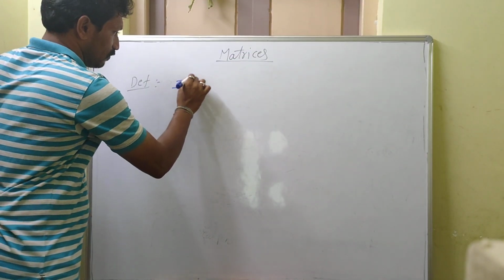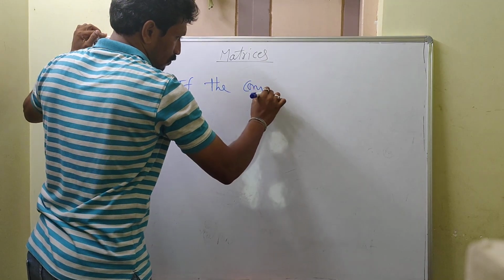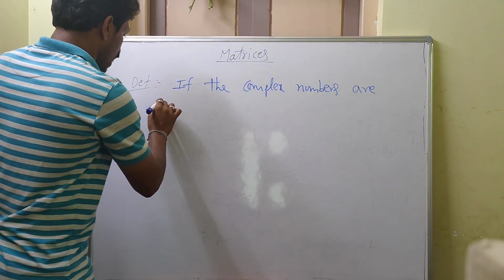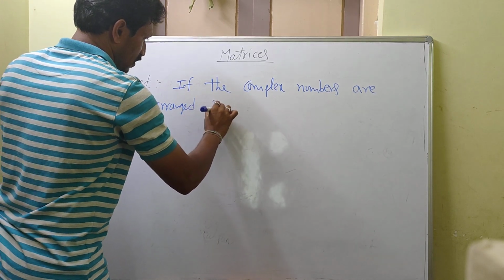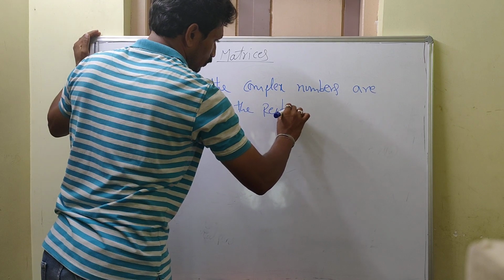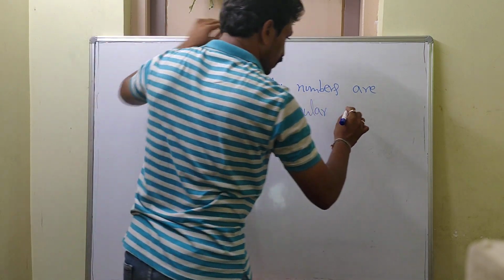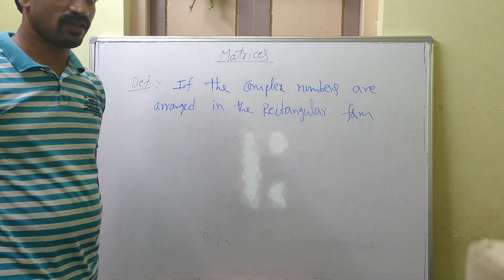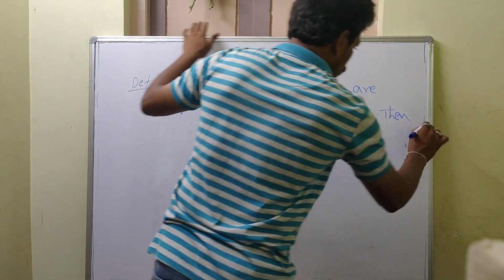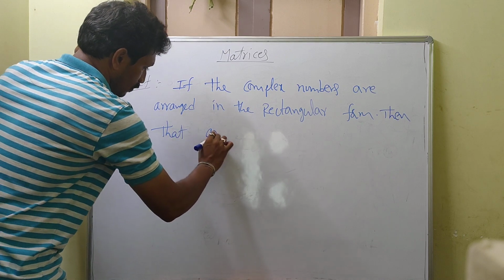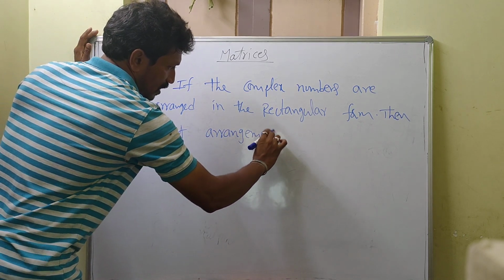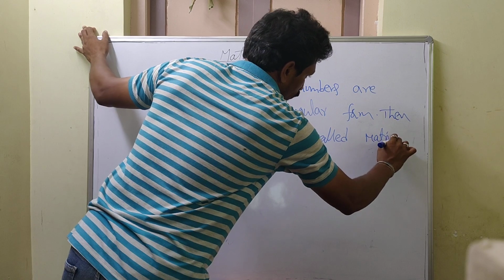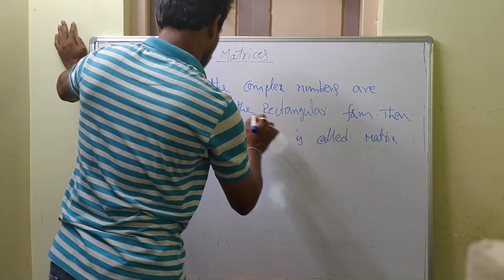If the complex numbers are arranged in the rectangular form, then that arrangement is called a matrix. So what is the meaning of rectangular form?